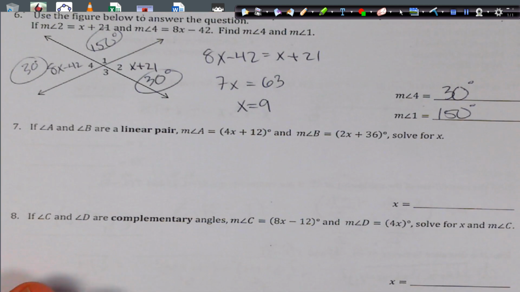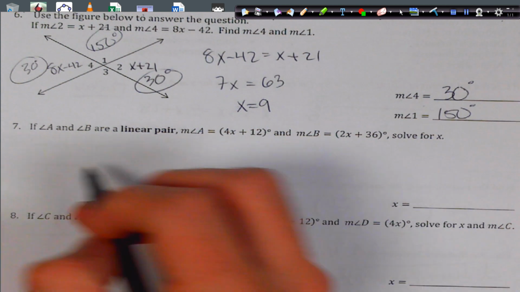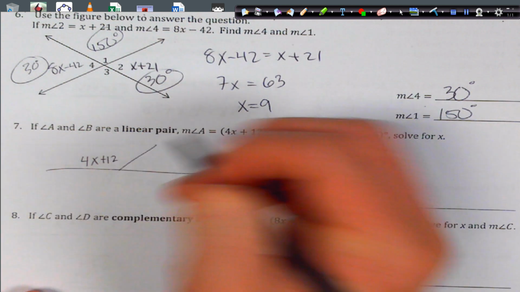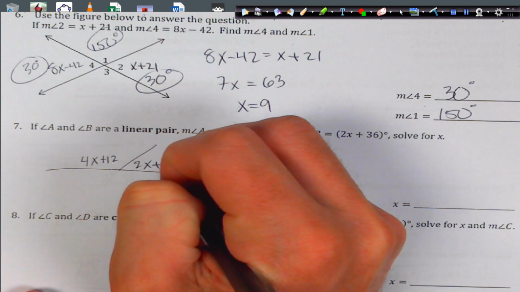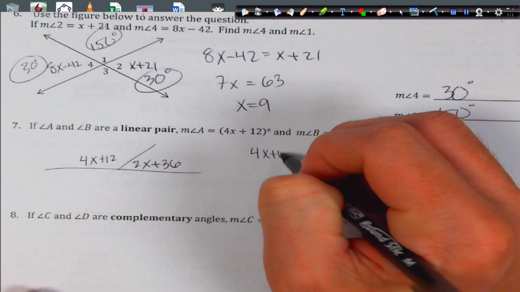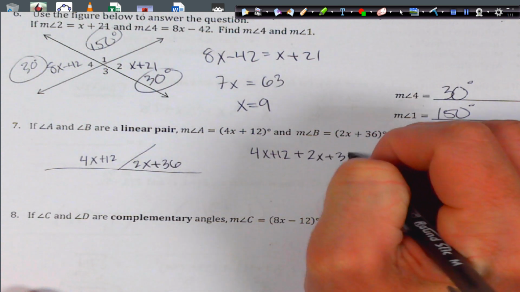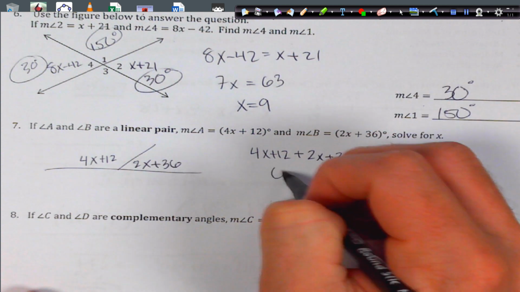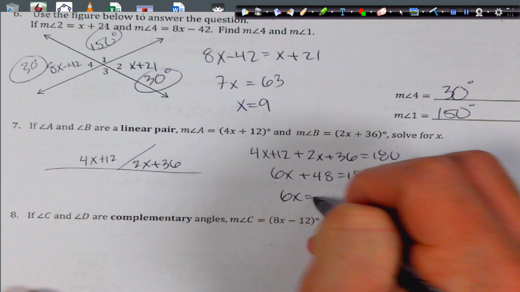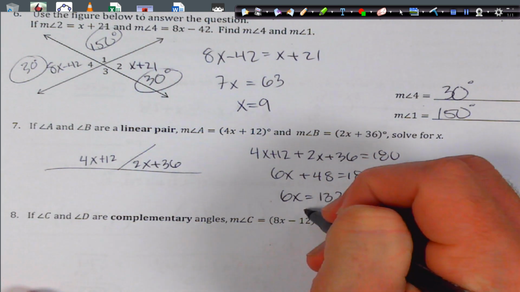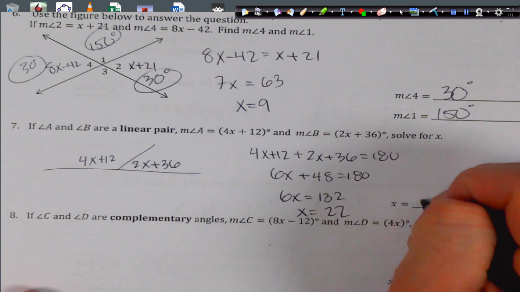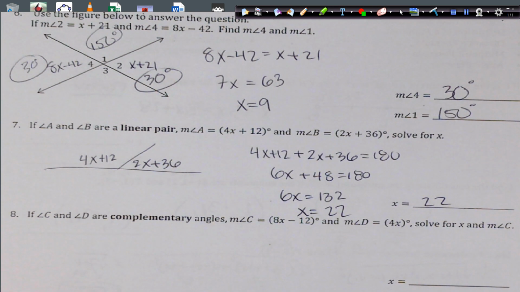Speaking of a linear pair, here's 2 that are a linear pair. So that would look basically like this, 4x plus 12 and 2x plus 36. And so those would add up to 180. So we're going to add these, set equal to 180 degrees. We get 6x plus 48 equals 180. Subtract the 48 and we're going to get 132. Divide by 6. I don't know that one off the top of my head. It's going to be 22 for your answer. Just cruising right along.